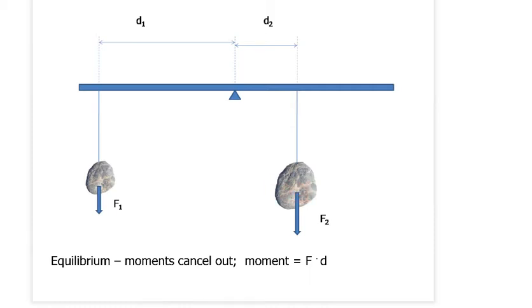So the moments, according to equilibrium, we say this beam is in equilibrium, it's not moving. So according to equilibrium conditions, the moments have to cancel out. And remember, here's the equation again, moment is equal to force times distance. So force 2 times distance 2 has to equal force 1 times distance 1. Let's work with that in a little more detail.